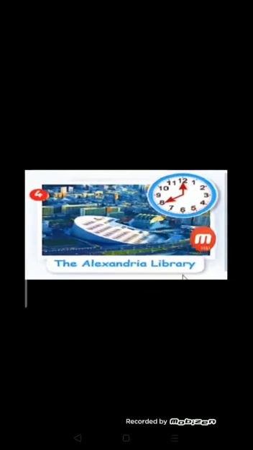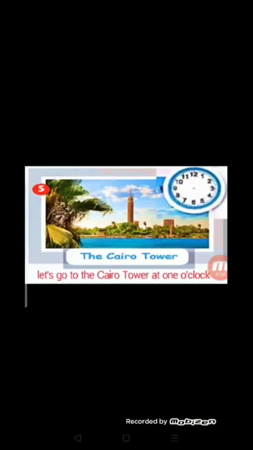Number 5, let's go to the Cairo Tower at 1 o'clock. Cairo Tower means Cairo Tower. Cairo means Cairo, Tower means tower. Go to the Cairo Tower at 1 o'clock. Draw 1 o'clock.